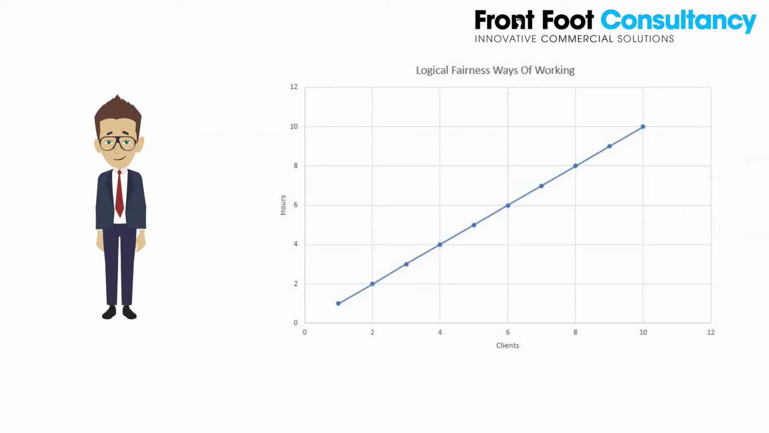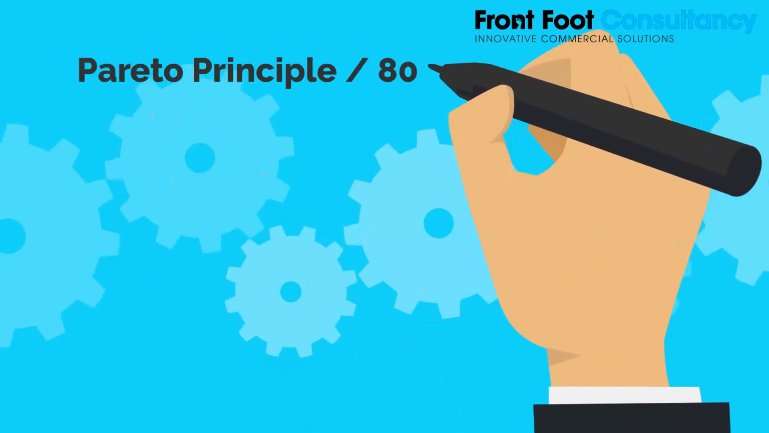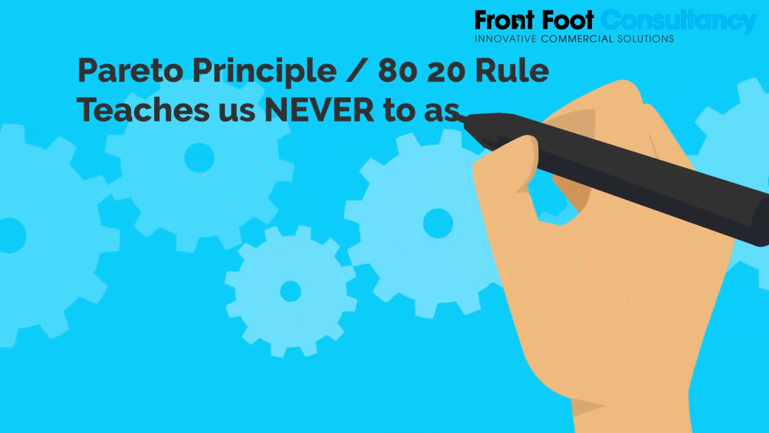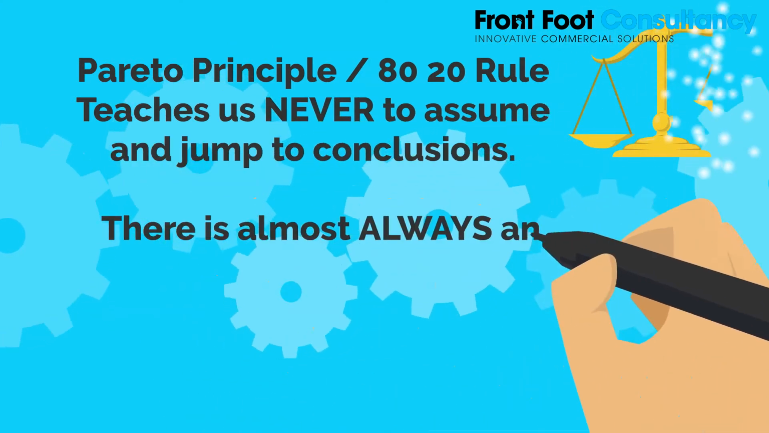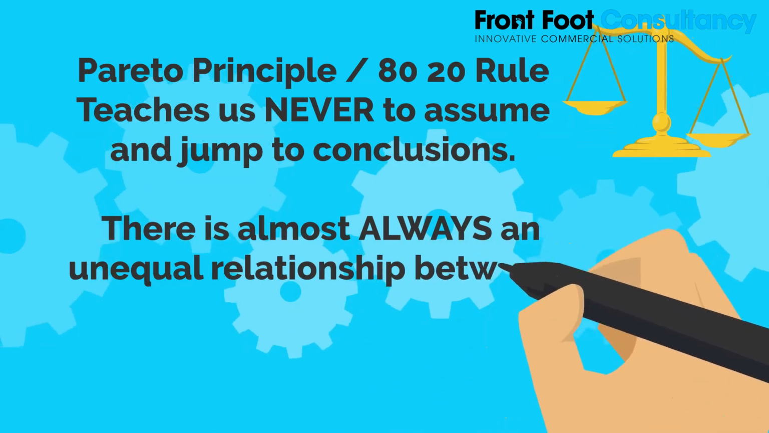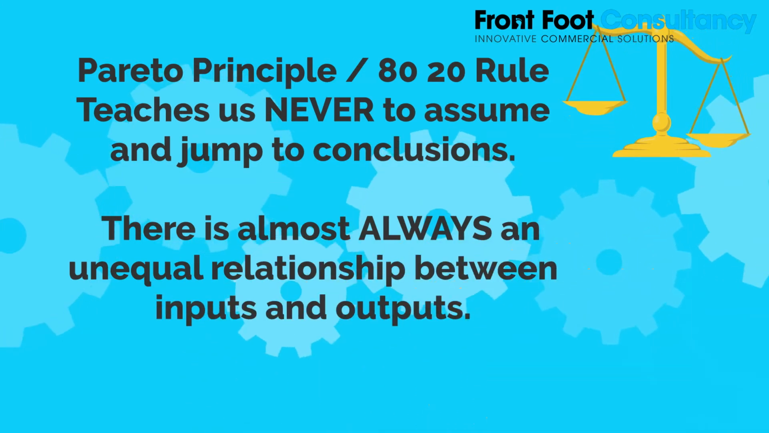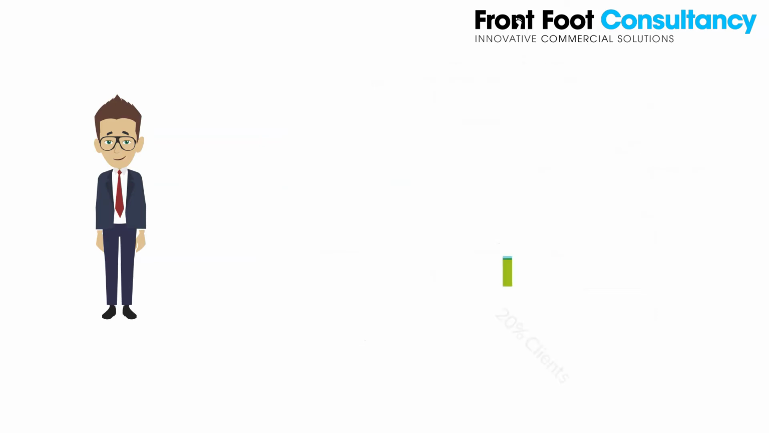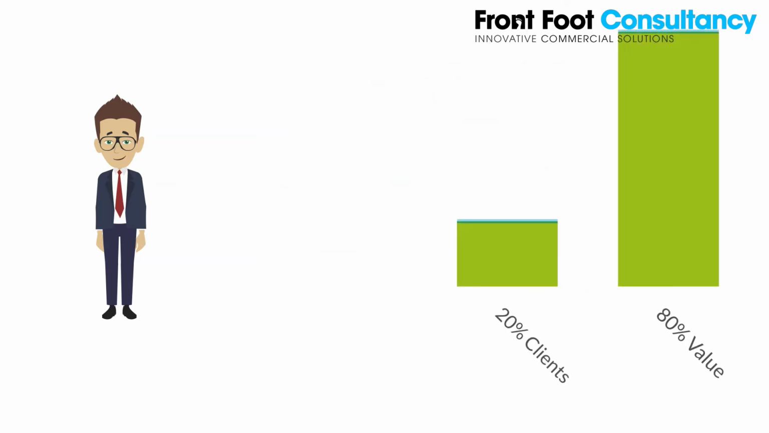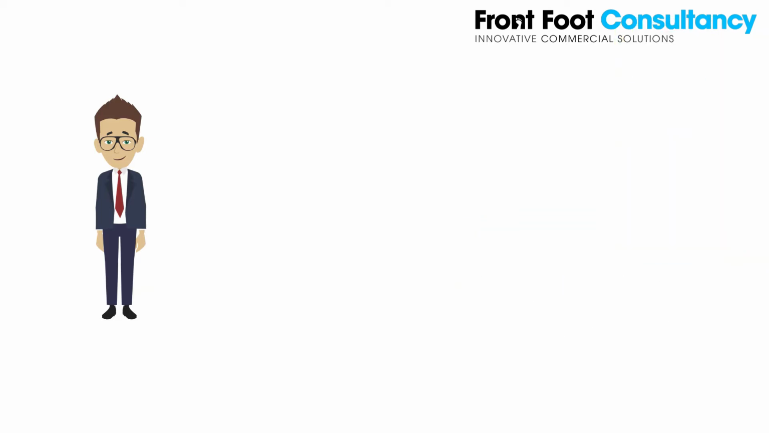Fair and equal. The Pareto Principle, 80-20 rule, teaches us never to assume and to jump to such conclusions. There's almost always an unequal relationship between inputs and outputs. So back to our example, what's likely to be the case is that just 2 of these clients will generate 80% of the value to your organisation.